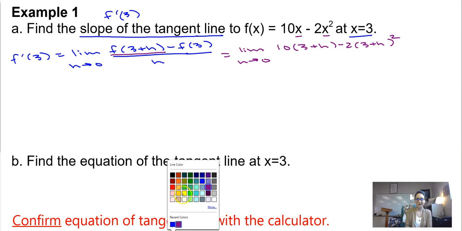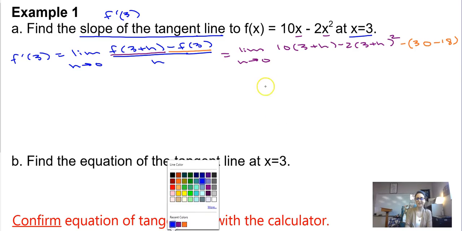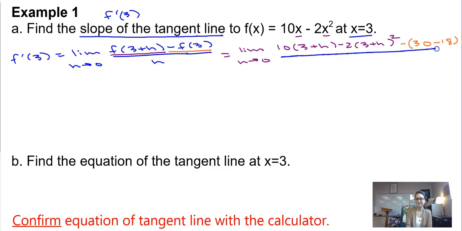Now I want to go minus, keep going with your formula, minus f of 3. All right, so if I plug in 3, now I get 10 times 3, so that'll be 30, minus 3 squared is 9, 9 times 2 is 18. Right, so that orange piece is f of 3, and then it will still be all over h. Okay, alrighty, so we've got limit as h approaches 0.